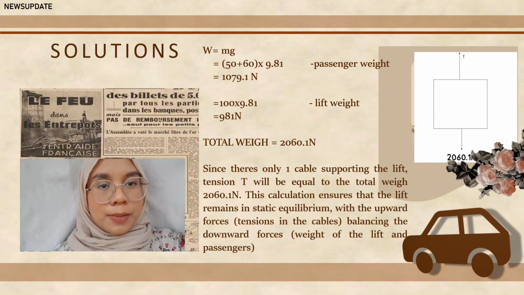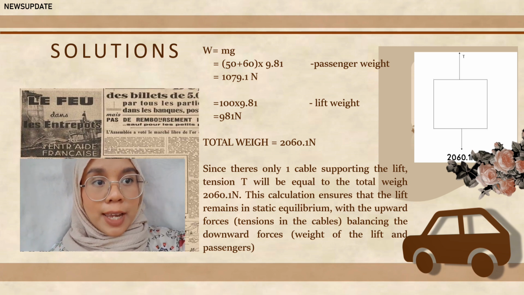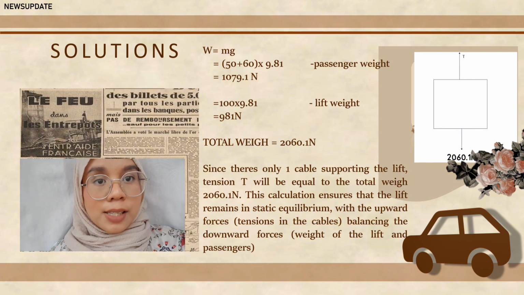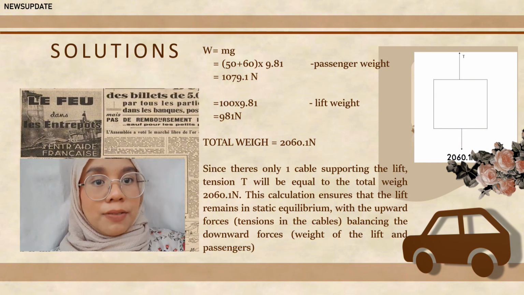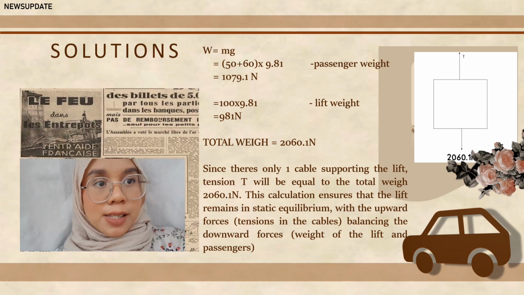So let's solve this problem. Firstly, we need to find the weight for both the passengers and the lift. We can find weight by multiplying mass with 9.81. We will get 1079.1 N for the passenger weight and 981 N for the lift weight, and the total weight will equal 2060.1 N. Since there's only one cable supporting the lift, tension T will be equal to the total weight, which is 2060.1 N. This calculation ensures that the lift remains in static equilibrium, with the upward forces balancing the downward forces.